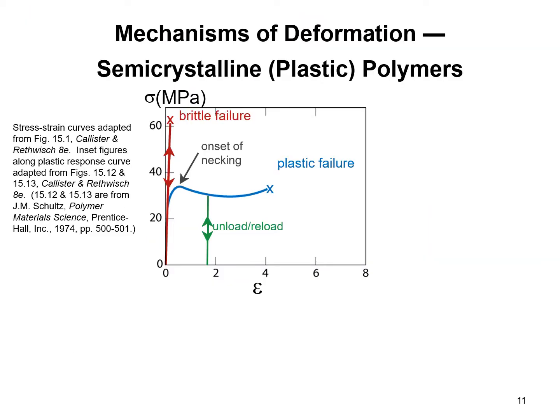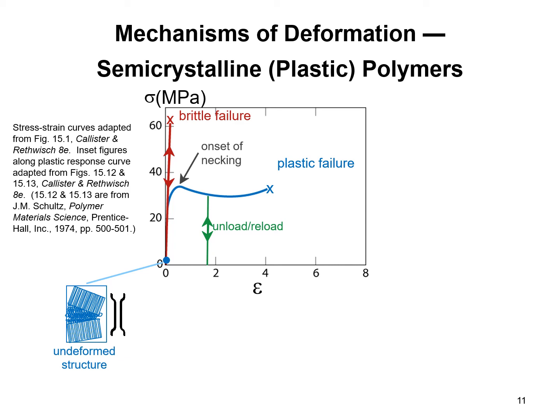For the mechanism of deformation, let's first talk about the semicrystalline or plastic polymers. We can see the different plots for brittle failure, plastic failure, and this is the onset of necking for this particular plot of semicrystalline polymers. And this is the range for unload and reload.